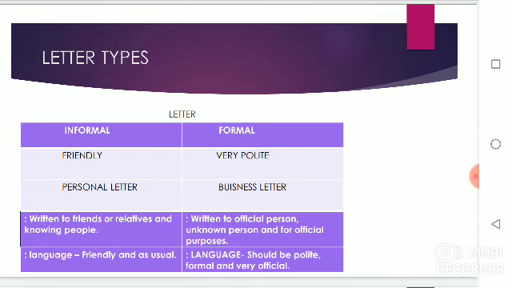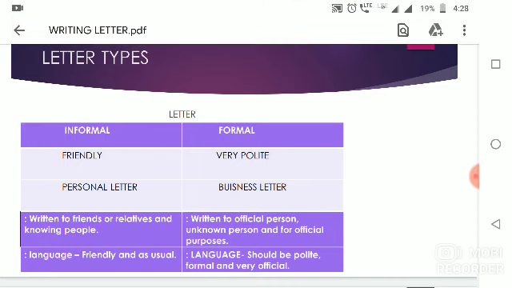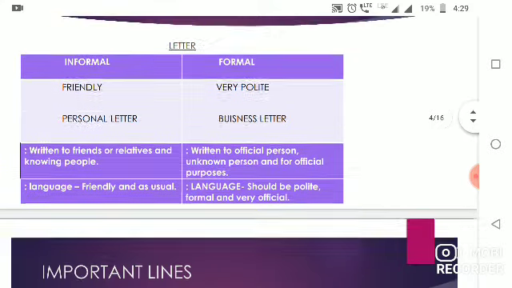Formal is very polite, and a business letter. Business letter, suppose you write something to the collector, talking about a business. You are going to initiate a business, and for that purpose you need some permission. That is why you write a letter to the collector of your district. That is called business letter, and in that letter you must have to be very much polite. If you do not show your politeness, then you will be called as a rude person, and your assignment will be cancelled. Okay, so that is why we take it as a formal way for writing letter.